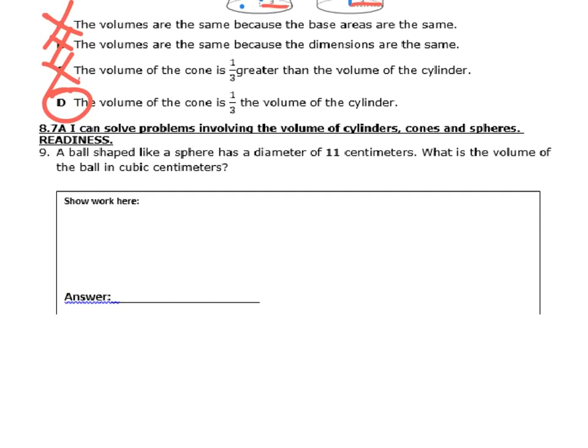Number 9, a ball shaped like a sphere has a diameter of 11 centimeters. What is the volume of the ball in cubic centimeters? So we're going to go ahead and look at our formula chart.